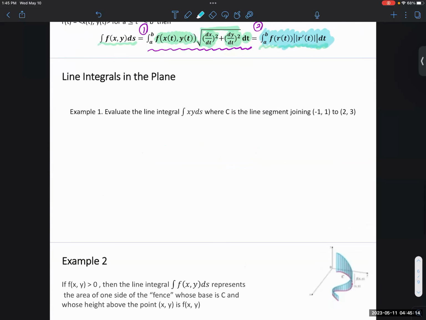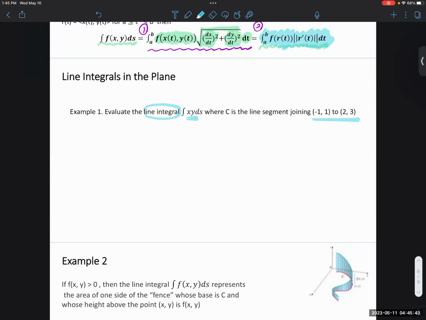So let's evaluate the line integral. That means we're going to think about the summation in three-dimensional space based on this given function of x, y. We have a function of two variables, and then the path is passing through these two coordinate points. So, okay, a lot of information is already given.